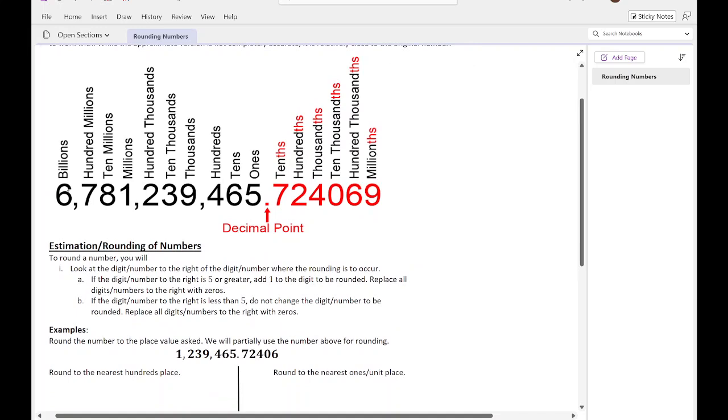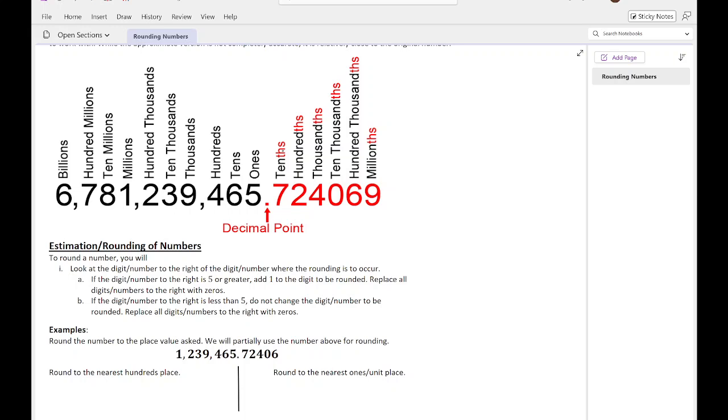We have 6,781,239,465.724069. 6 is the billions spot, 7 is the hundred millions, 8 the ten millions, 1 the millions, 2 the hundred thousands, 3 the ten thousands, 9 the thousands spot, 4 is the hundreds, 6 is the tens, 5 is the ones, sometimes called the unit spot as well. Then there's your decimal.